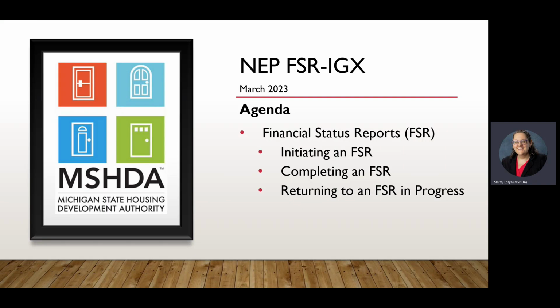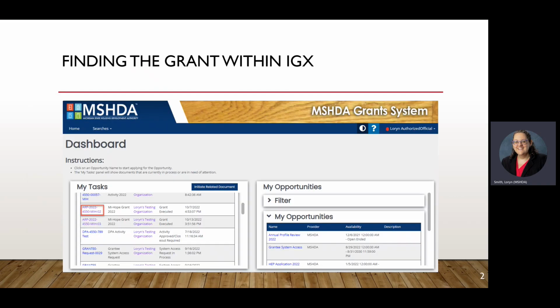Today we're going to talk about financial status reports, or FSRs, including initiating, completing, and returning to an FSR in progress. To initiate an FSR, the authorized official, agency administrator, or authorized signer will log into IGX and go to the NEP grant using either My Tasks or the search menu.